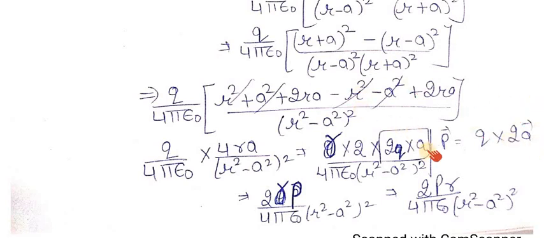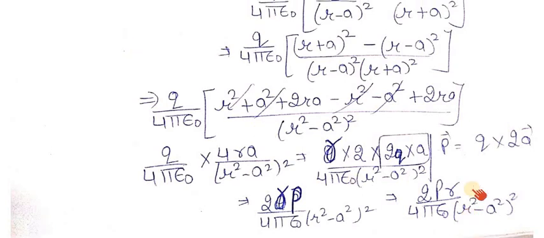So Q into 2A, what can I write it as? P. So I put P, and the remaining I keep 2R as it is, right? Now the expression will become 2RP divided by 4 pi epsilon naught (R square minus A square) whole square. So here you will see the comparison between R and A. Which one is larger? R is much larger than A.